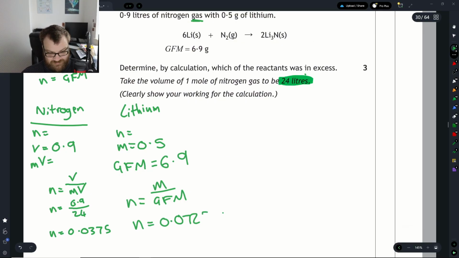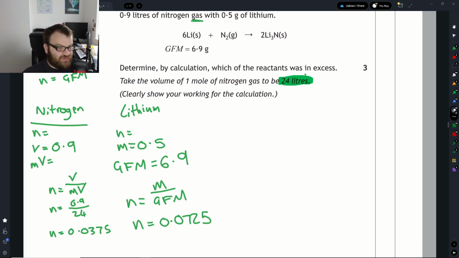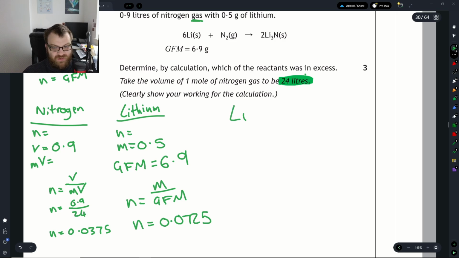And one of the main mistakes people make at this point is they will look and just straight compare the two values we've got. You have to consider the molar ratio to figure out which one's in excess. If it was a 1-to-1 ratio, you could, but it is not in this question. Other questions, you can just compare them straight away. So what we're going to have to do is look at our ratio. Now, in this case, I'm going to do the ratio the same way as I calculated them. I have nitrogen to lithium.